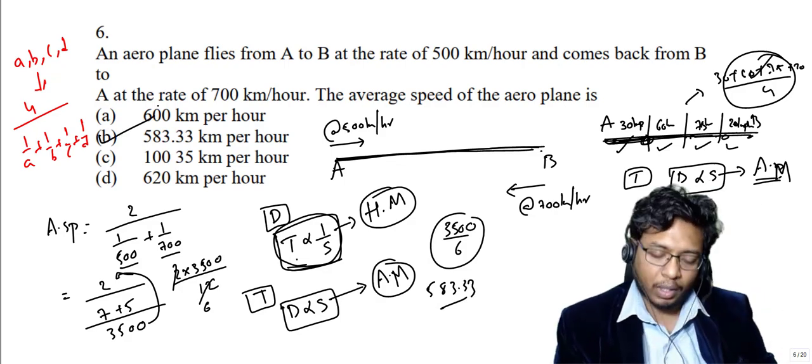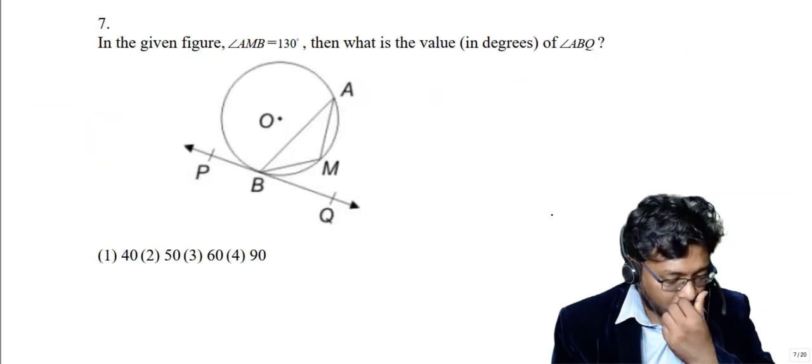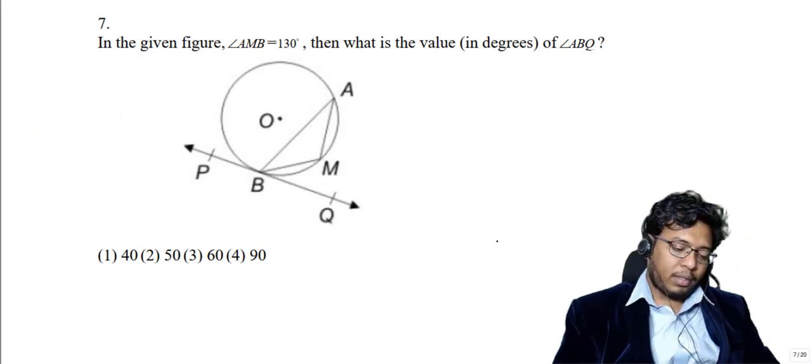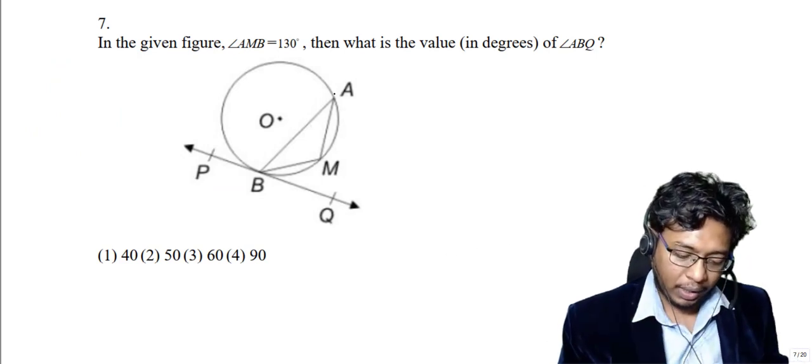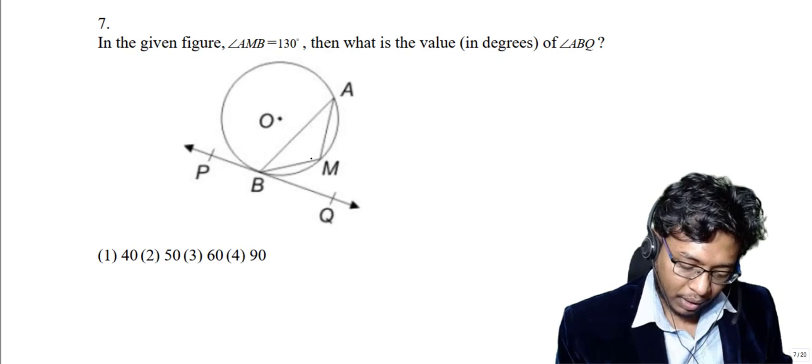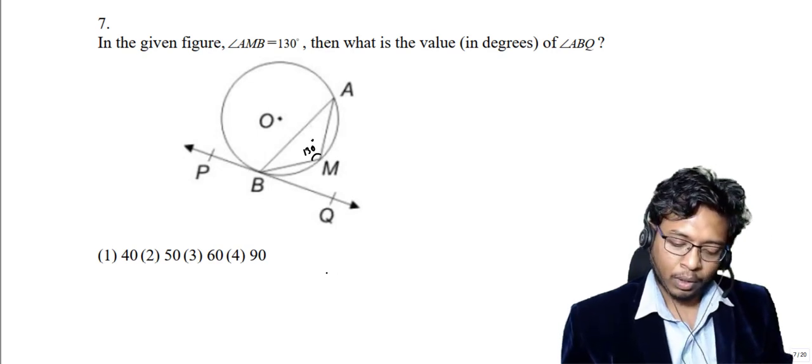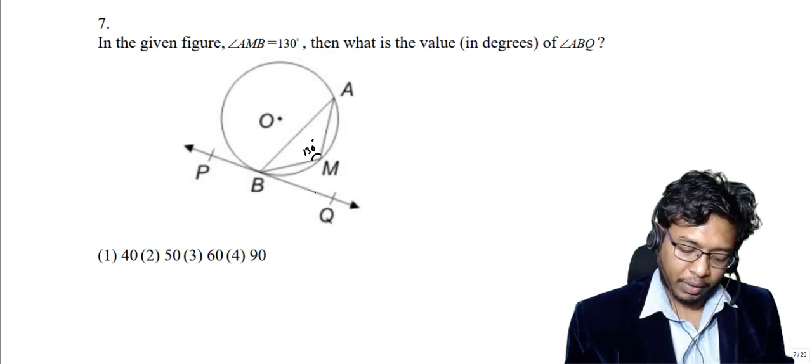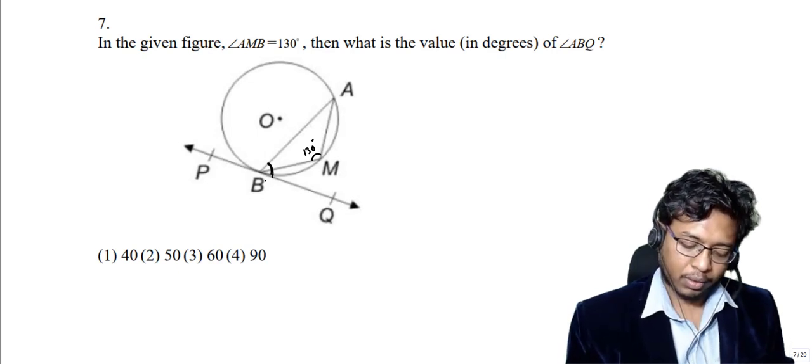That's it, right? Now let's solve our seventh question. See, in the given figure, angle AMB is given as 130 degrees. What is the value of ABQ? You are asked to find this one, right?